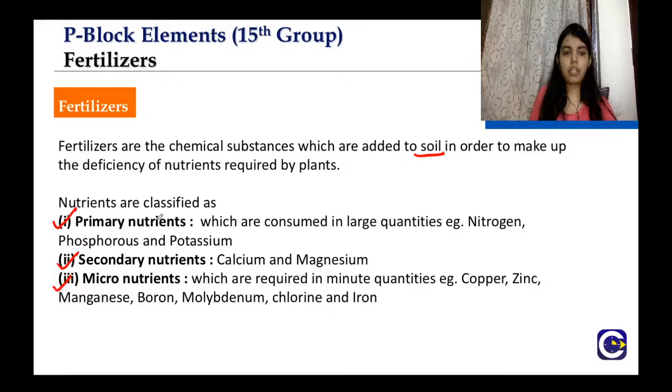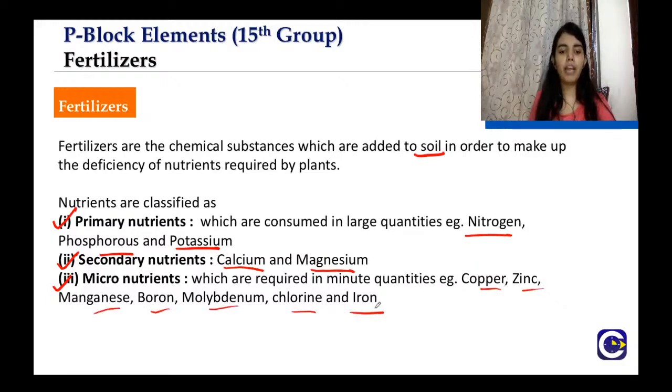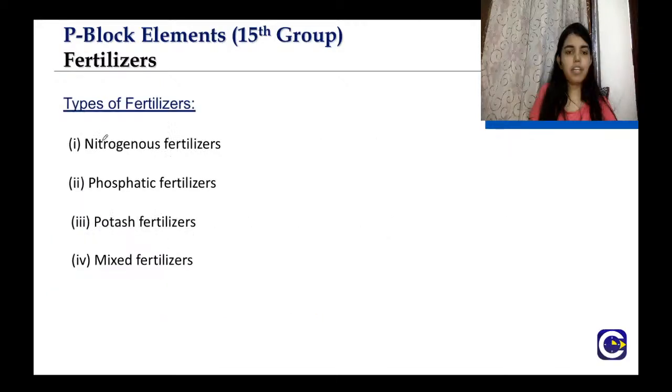Nutrients are classified as primary nutrients, secondary nutrients and micronutrients. Primary nutrients are consumed in large quantities, that means nitrogen and phosphorus. Secondary nutrients are calcium and magnesium. Micronutrients are required in minute quantities, for example copper, zinc, manganese, boron, chlorine and iron. Now the types of fertilizers: nitrogenous, phosphatic, potash and mixed fertilizers.